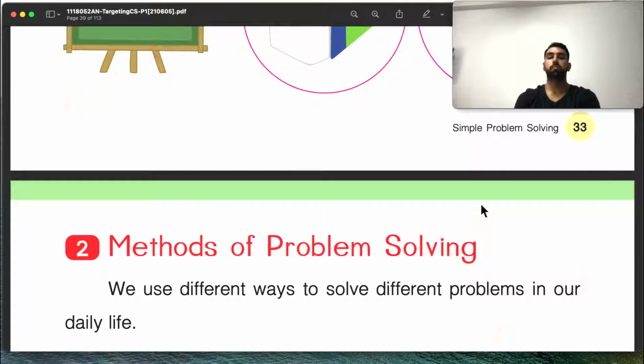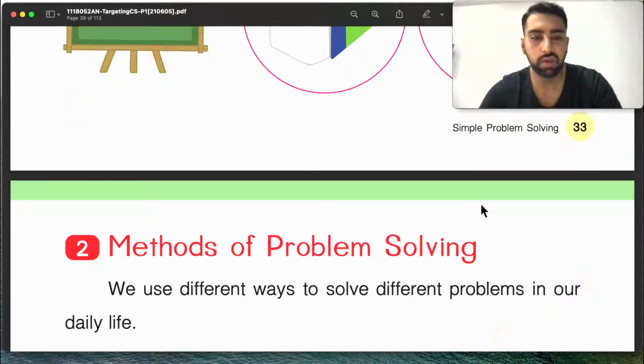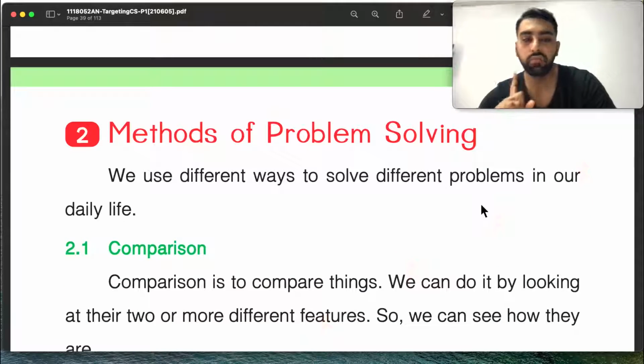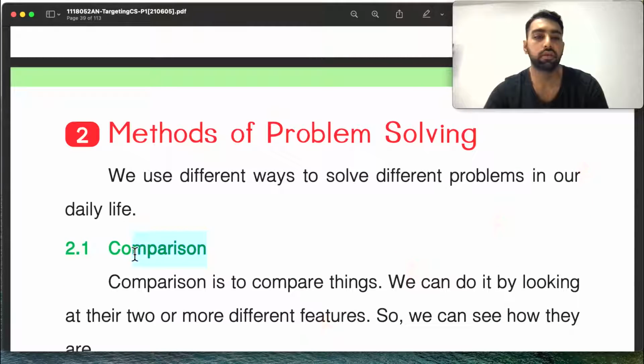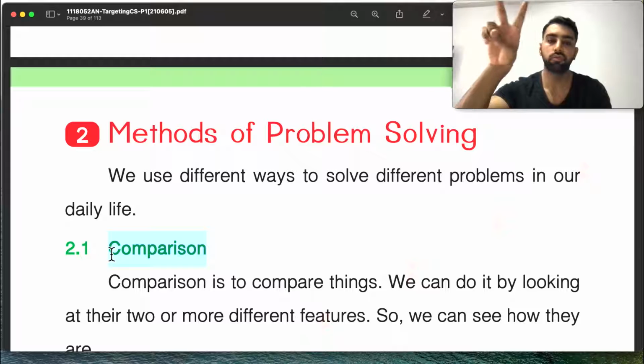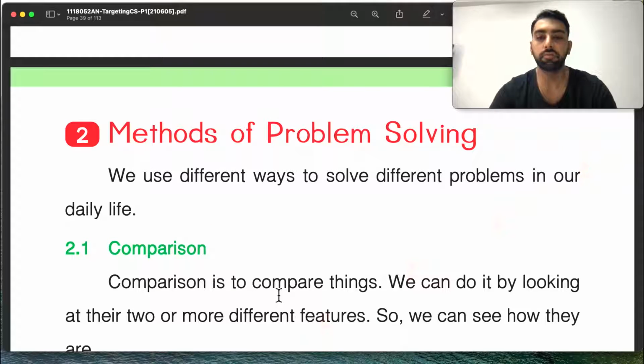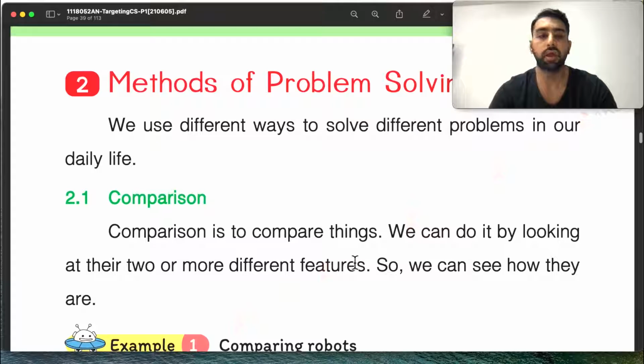The methods of problem solving. How do we solve a problem? These are the different ways of solving a problem. Let's check this out. Number one, we have comparison. We have to do comparison between two or three things. First we are going to do it with 2 things, and look at which things are common and which are not. Comparison is comparing things. We can do it by looking at 2 or more different features, so we can see how they are.